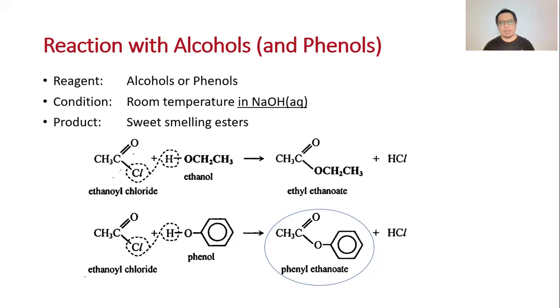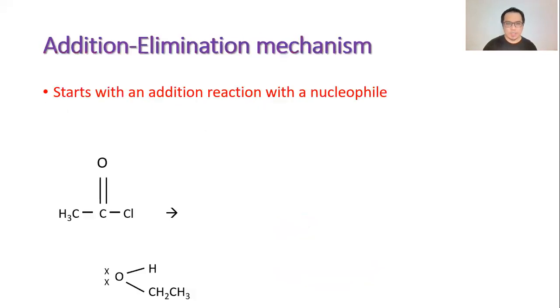So in the mechanism, which I'm going to show you in a short while, we're going to be specifically looking at the reaction of ethanoyl chloride with ethanol. So let's get straight into it. The reaction, of course, starts again with the addition reaction. This time, the nucleophile is going to be the ethanol.